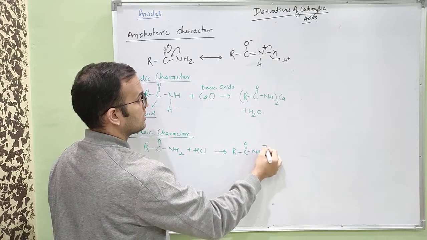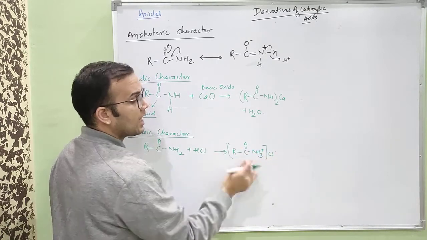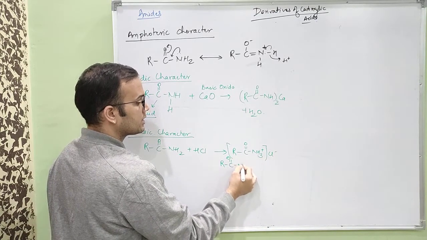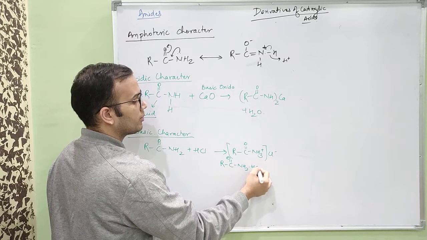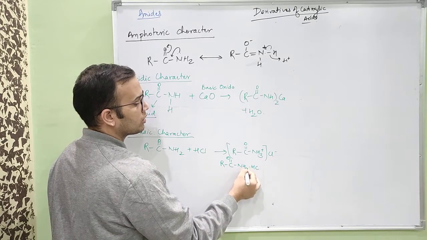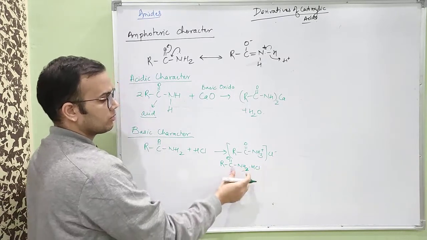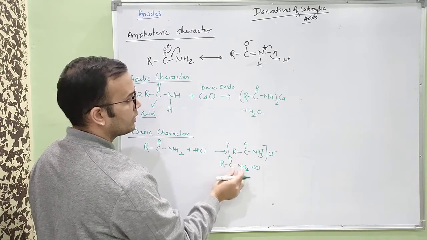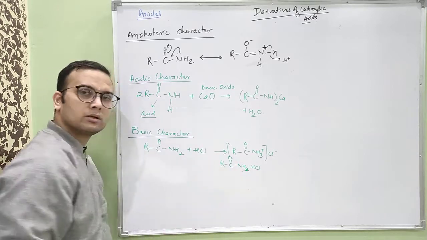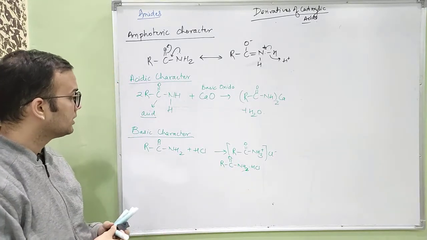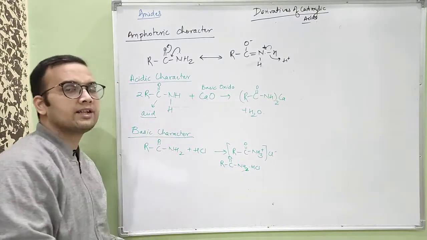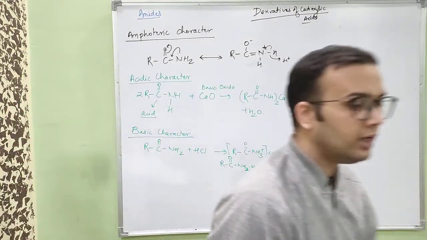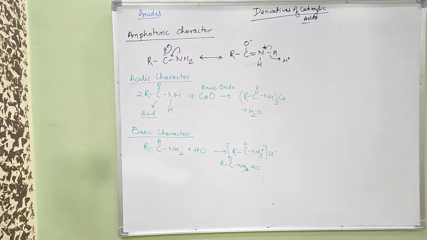NH3 plus Cl minus. Either you can write it like this or it can be written like this. Sometimes it is written like this, the way I am putting it over here. So don't worry about this. It can be any of these. Got it? So it shows both acidic as well as basic character, though very feebly.